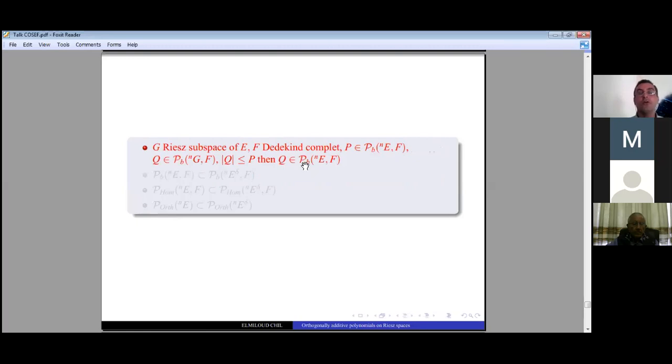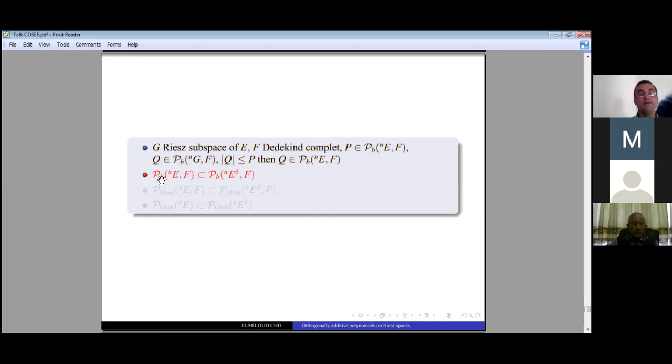And also we have a very nice extension theorem: if we have order bounded orthogonally additive polynomials, and K is less than P, then we can extend K to the whole of E, and K is defined in the Riesz subspace of E. So it means we have the same extension theorem as in the classical linear case.